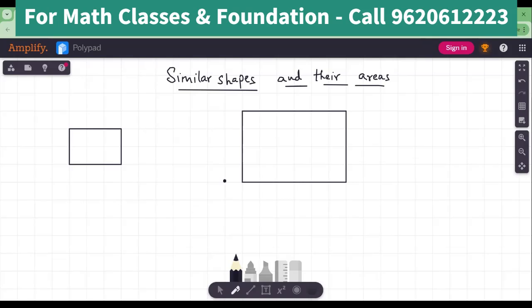The next criteria that we have to see is the angles. The angles of similar shapes should be equal. This is 90 and this is 90. This is 90 as well as this is 90. So all the corresponding angles, we say this is corresponding to this angle, should be equal. And that is also happening here.